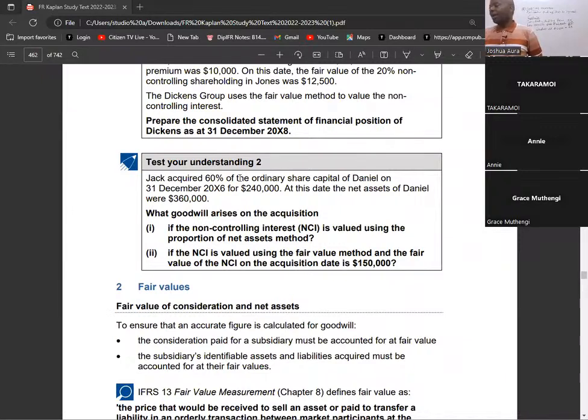Number one, if the non-controlling interest is valued using the proportionate of net assets method. Number two, if the NCI is valued using the fair value method, and the fair value of the NCI on acquisition date is 150,000. Here they have introduced something quite important, but I would want us to start with Roman 2.